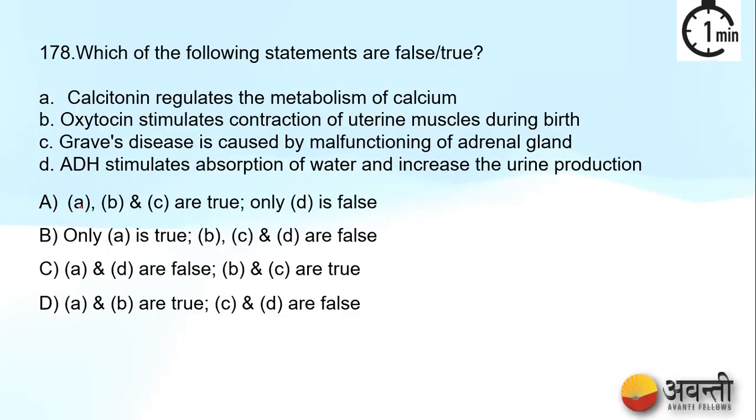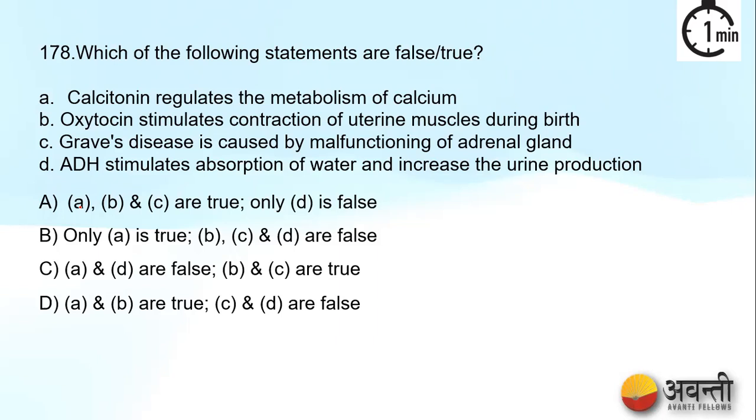Which of the following statements are false or true? Calcitonin regulates the metabolism of calcium. Oxytocin stimulates the contraction of uterine muscles during birth. Graves' disease is caused by the malfunctioning of adrenal gland. ADH stimulates the absorption of water and increases the urine production. So here are our options, and options are very nice. A, B, C are true, only D is false. Only A is true, B, C, and D are false. A and D are false, B and C are true. A and B are true, and C and D are false. So these are our options.